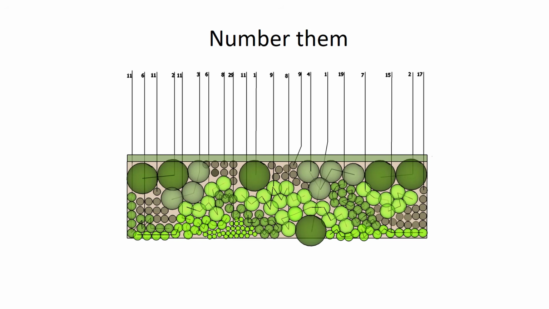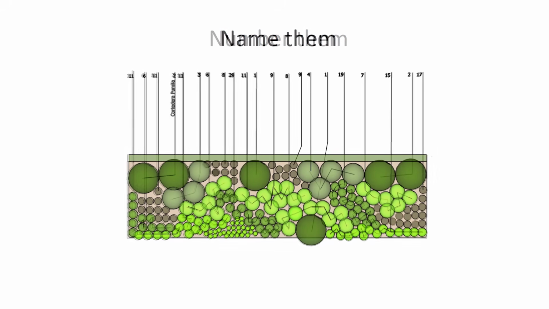Having labelled all the groups, count the plants in each group and add the number to the label. Finally, go to your planting list and look at the circle sizes and choose which plants would best suit each group, and then add the names.